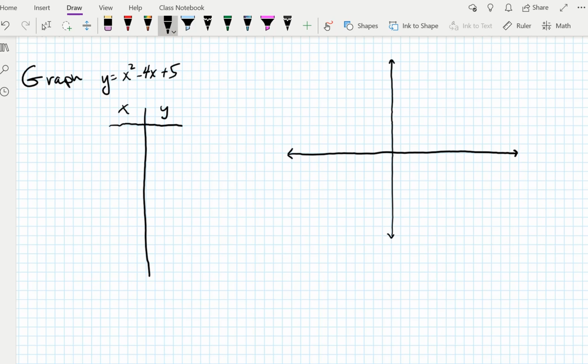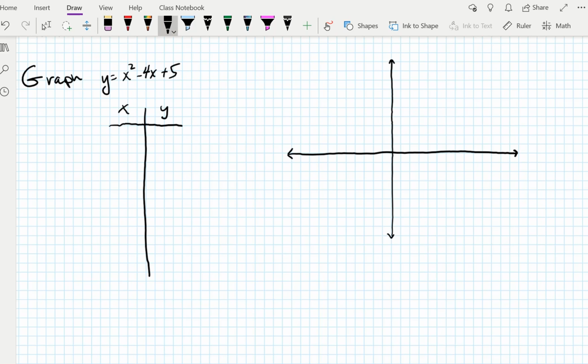Hi everyone. I just wanted to make a short video going over an example of graphing a quadratic because there is an example in the slides, but we don't actually go over it live. So I want to make sure that you had a video example as well. So let's take the given equation, y equals x squared minus 4x plus 5.